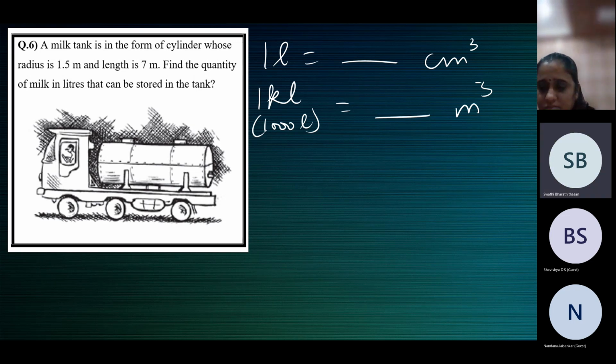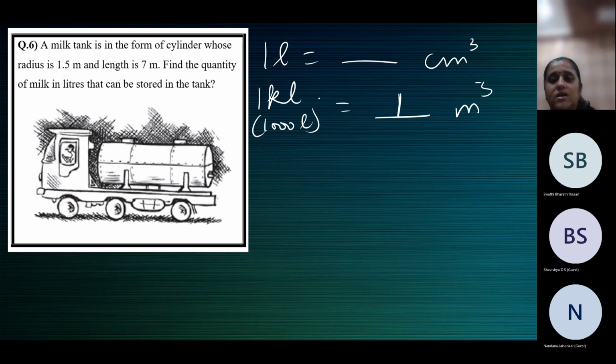Ma'am, 1 kiloliter equals 1 meter cube, ma'am. And 1 liter is 1,000 centimeter cube. Very good, Swati.